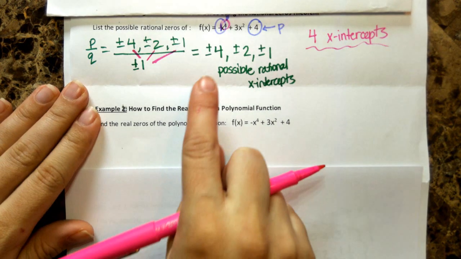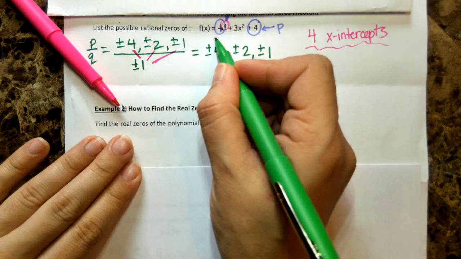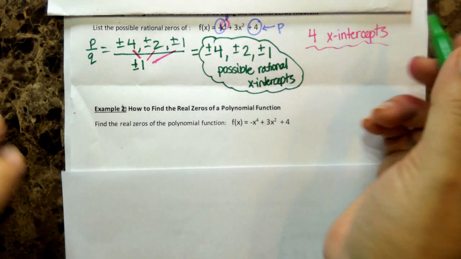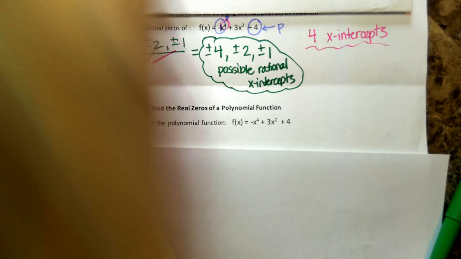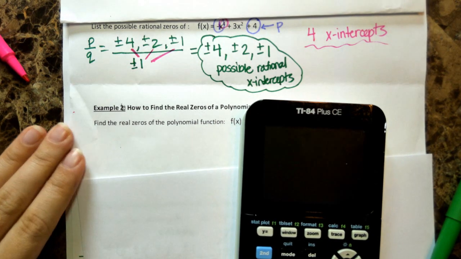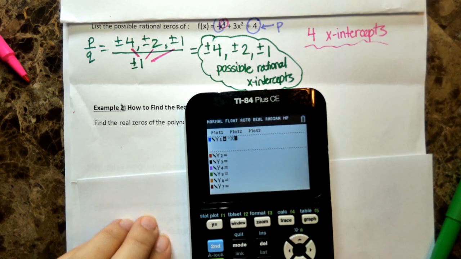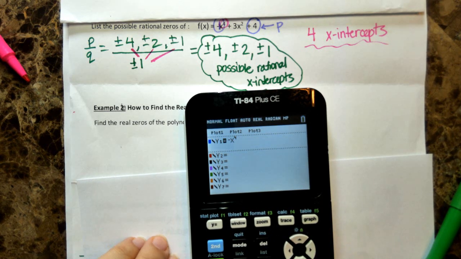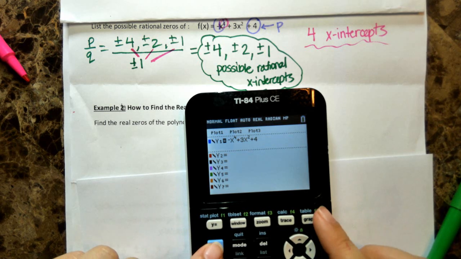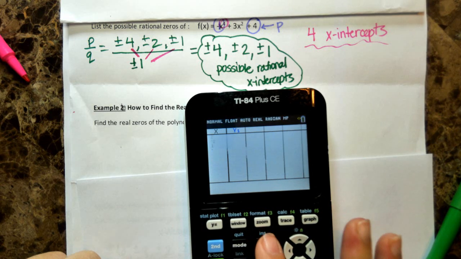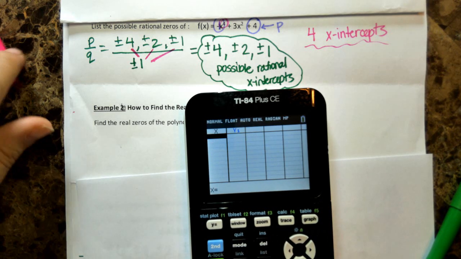So let's go ahead and test out each of these numbers. There's a total of 6 choices, and see which of them are actual x-intercepts. So I'm going to go ahead and use a calculator table to help me with that. I'm going to go to y equals and type in this problem. Negative x to the 4th power plus 3x squared plus 4. I'm going to go to my table. I'm going to delete all this. Delete, delete, delete.